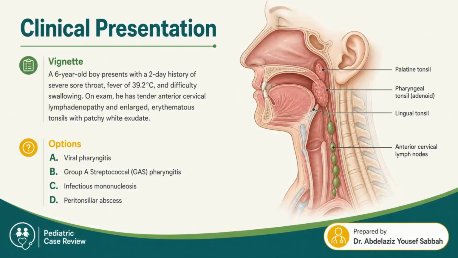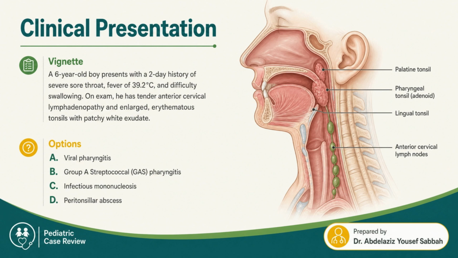Let's start with a classic presentation. A 6-year-old boy presents with a 2-day history of severe sore throat, fever of 39.2 degrees Celsius, and difficulty swallowing. On exam, he has tender anterior cervical lymphadenopathy and enlarged erythematous tonsils with patchy white exudate. What is the most likely diagnosis?